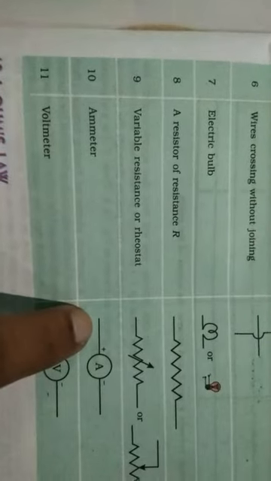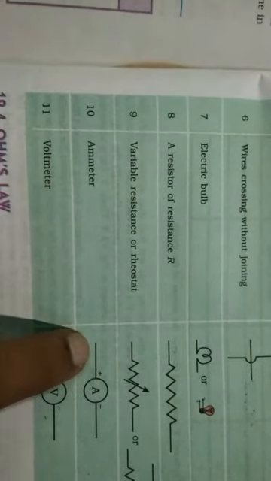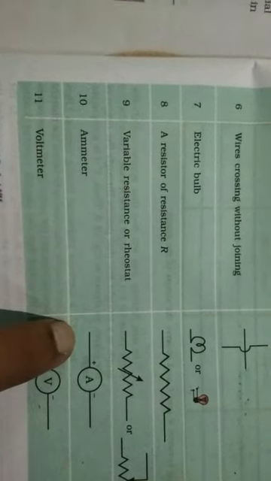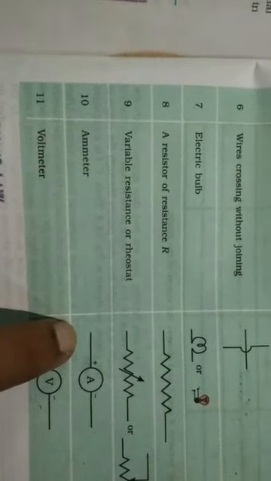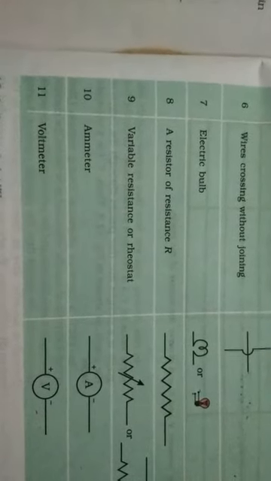There is one more device known as the galvanometer. It is not there here. Galvanometer is used to measure small currents. Ammeter is used to measure large currents. Galvanometer, capital G symbol, is used to measure small currents. Remember, this point is important.